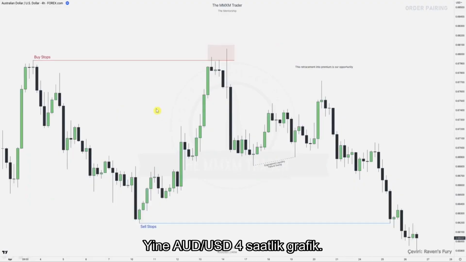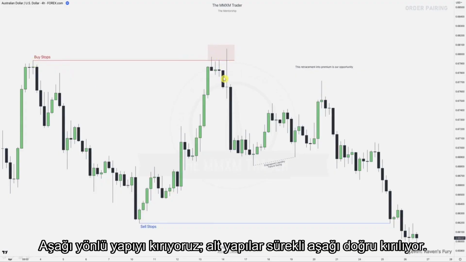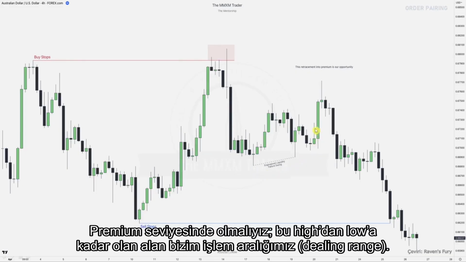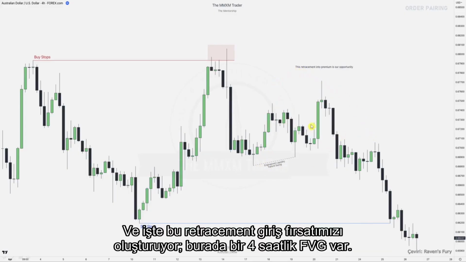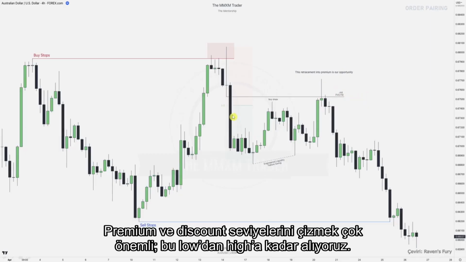All right, it's a 4 hour chart on Australian dollar, US dollar. Again, these buy stops, right, on the daily time frame were raided over here. We're breaking down lower, lower, lower, breaking structure down here, and then engineering liquidity on the sell side over here. Now, how do we get in? We want to be in a premium level, right? So if we take this high to this low, that's our dealing range, and then into this retracement lies our opportunity. We've got this 4 hour fair value gap, right?